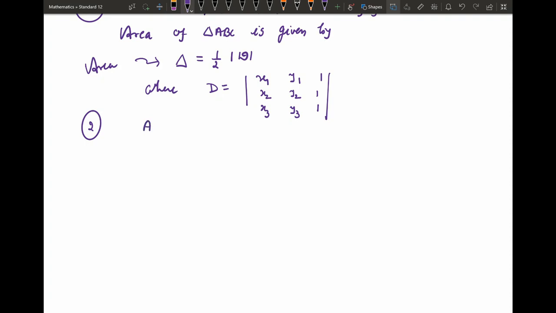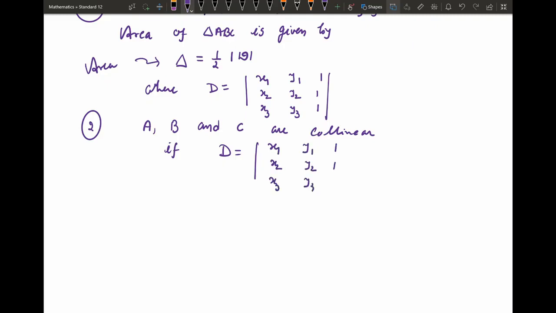Now we define A, B and C are collinear if D, that is determinant x1 y1 1, x2 y2 1 and x3 y3 1, equal to 0. So this is the method to show that 3 points are collinear using determinants. There are so many methods. One, distance formula: AB plus BC equal to AC. In such cases A, B and C are collinear.